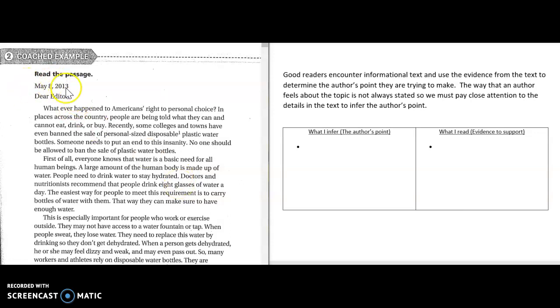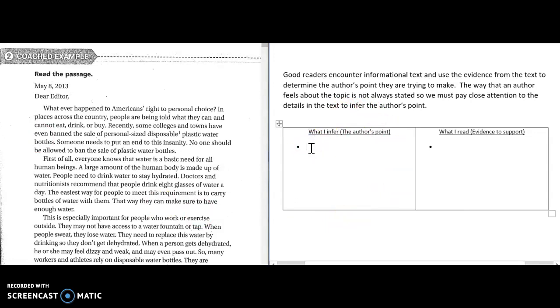So this is May 8th, 2013. Dear editor, whatever happened to Americans' right to personal choice? In places across the country, people are being told what they can and cannot eat, drink, or buy. Recently, some colleges and towns have even banned the sale of personal-sized disposable plastic water bottles. Someone needs to put an end to this insanity. No one should be allowed to ban the sale of plastic water bottles.